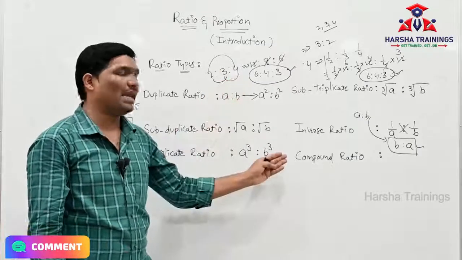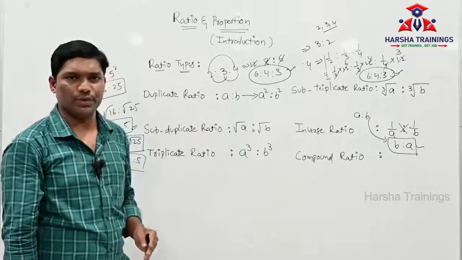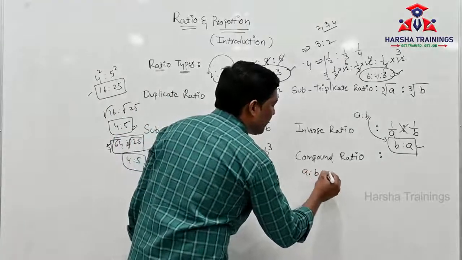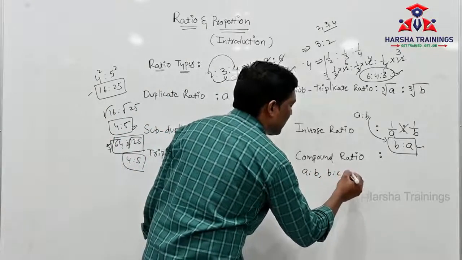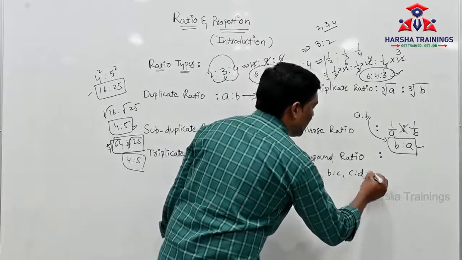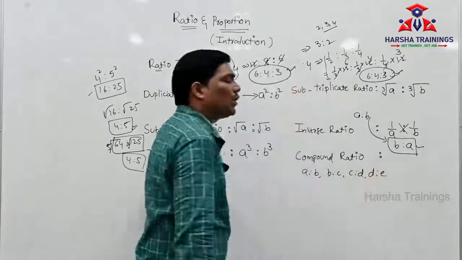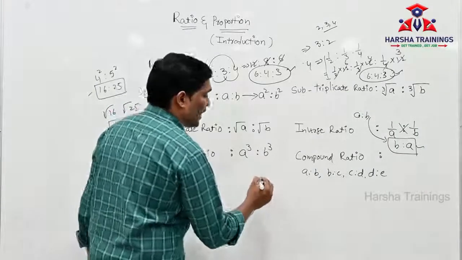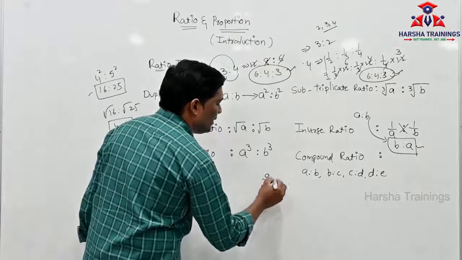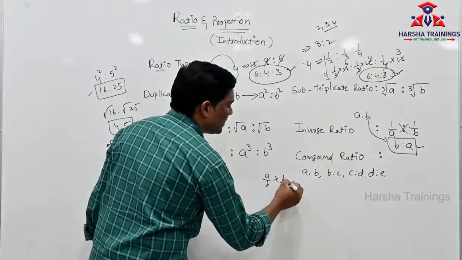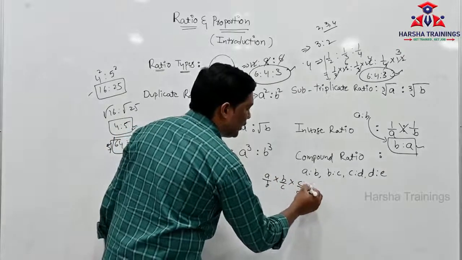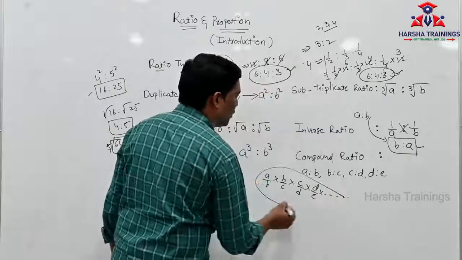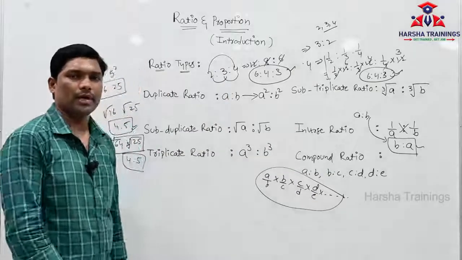Coming to the last one, compound ratio. For example, A is to B, B is to C, C is to D, D is to E. Find out the compound ratio. Look at the screen, guys. A by B into B by C into C by D into D by E and so on. This is the compound ratio.